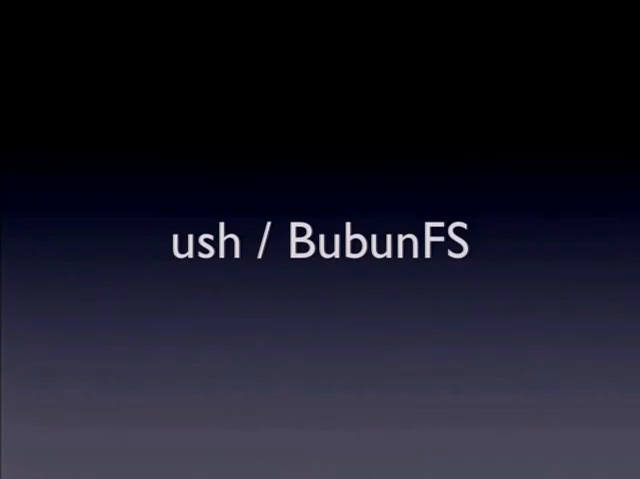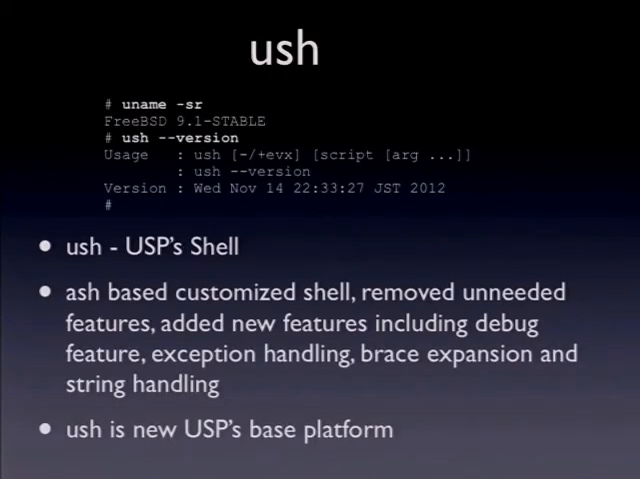So next, I will introduce my work: UShell. USP uses shell script. Shell script is their key technology. So I developed a new shell for them, UShell. I suggested CentOS and Bash, so it's good. And FreeBSD and A shell is better for you. And they love FreeBSD and A shell.